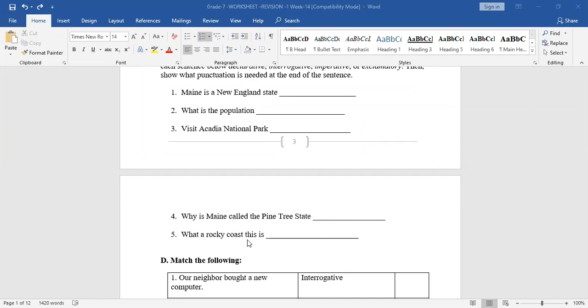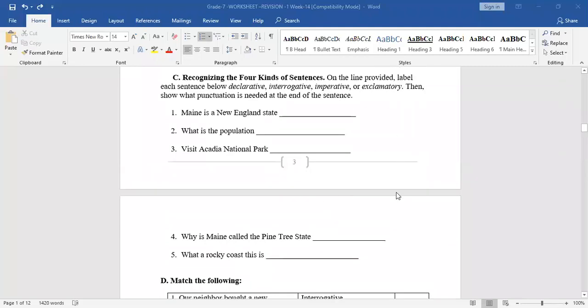What a rocky coast this is. It's exclamatory. It's an exclamation mark. He's saying yes, what a rocky coast this is, okay? Exclamation. Abdullah's answer turned out right, so it's an exclamation mark here and it's an exclamatory sentence, okay?